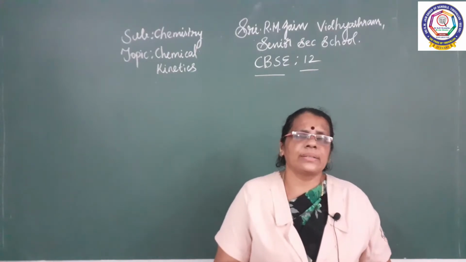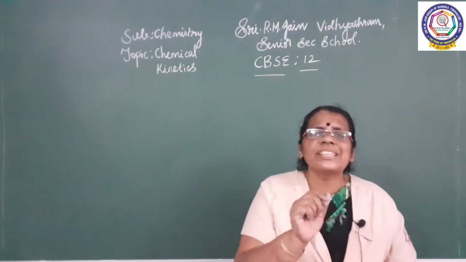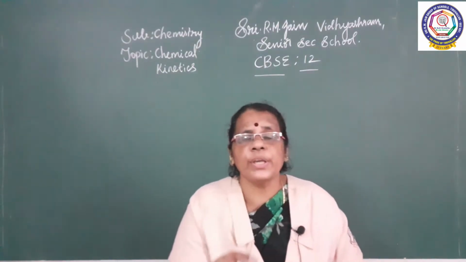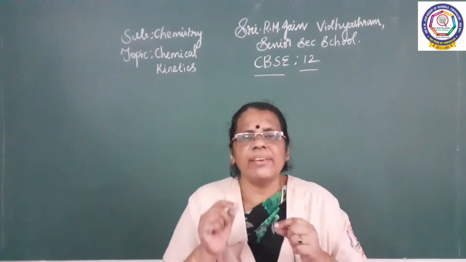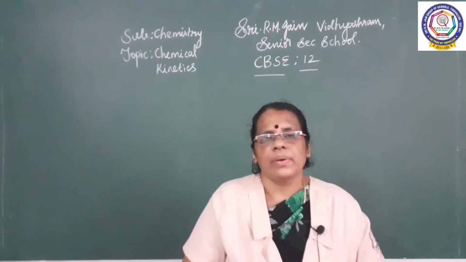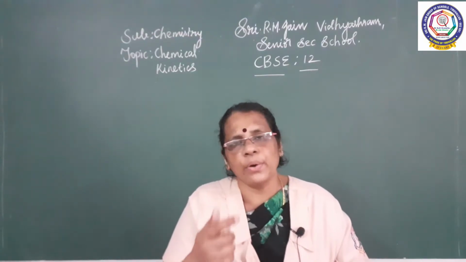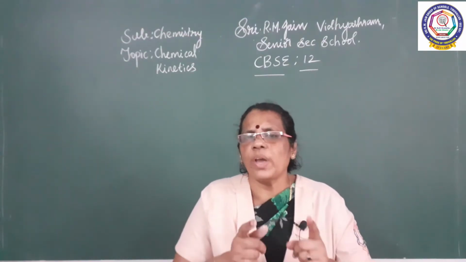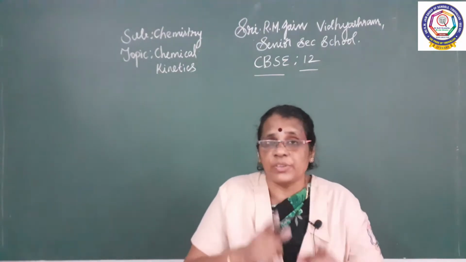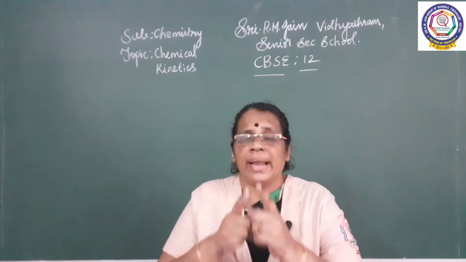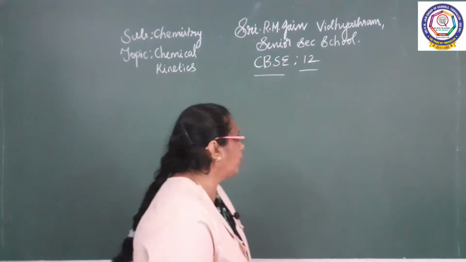In today's class, we are going to derive the rate constant units for zero, first and second order. We are already dealing with the chemical kinetics topic. In the previous class, I derived the rate constant for first order and zero order also. Now we are going to derive the units of rate constant for zero order, first order and second order. Are you ready, children? Be ready with your notebook. I am going to start now.